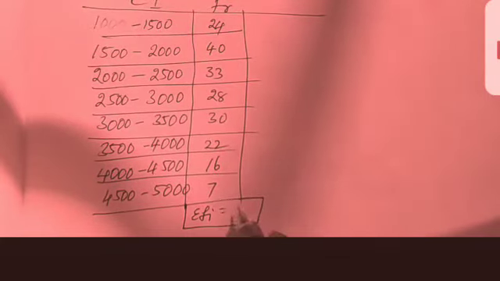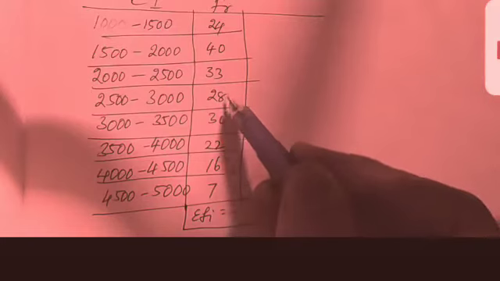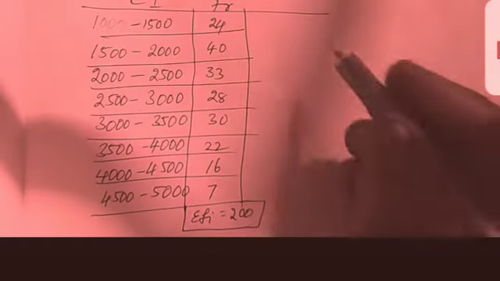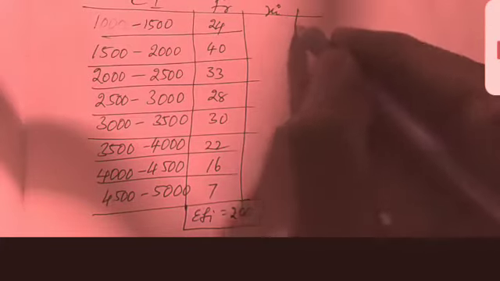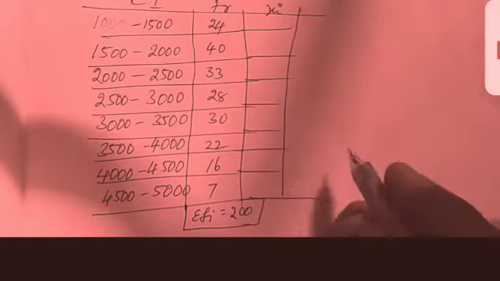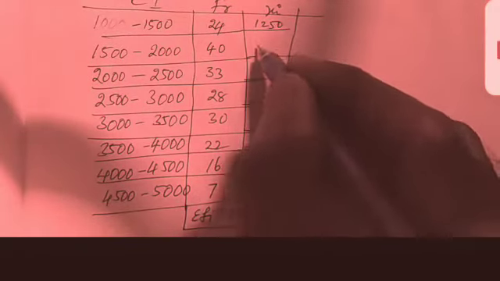What is the highest value in the frequencies? 40 is the highest value. And what is the sum of frequencies? So sigma Fi equals 200. Here we have to find the mean also. That's why we elaborate the table, taking extra columns for xi, ui and Fi ui.